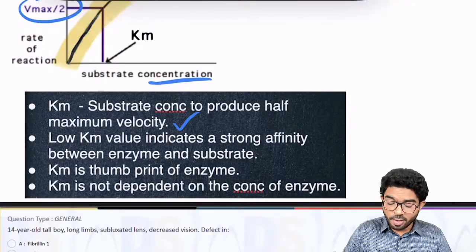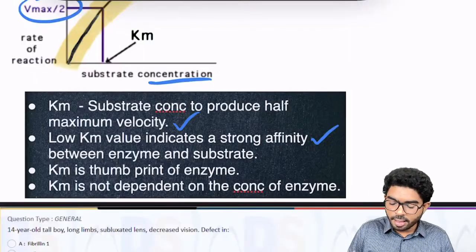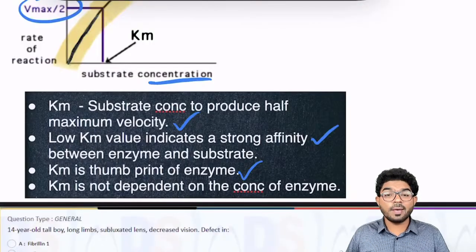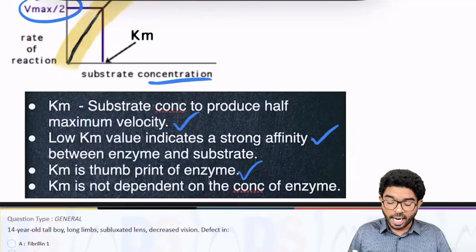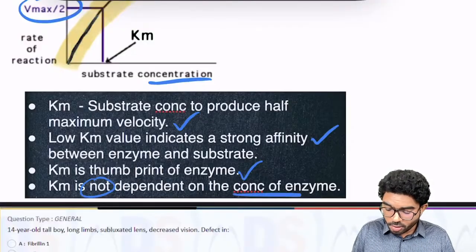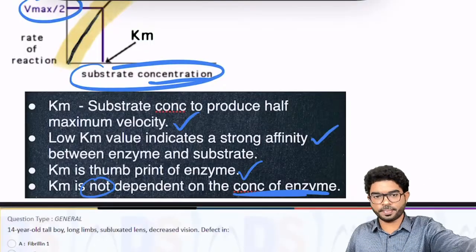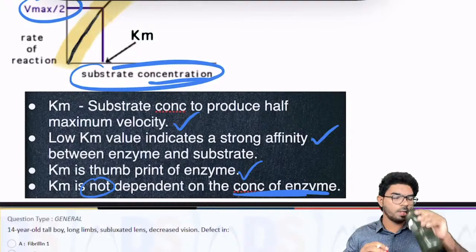Lower the Km value, more the affinity. The Km value of a particular enzyme is a unique thing that is almost equal to a thumbprint. So it is basically called the thumbprint of an enzyme, and Km value does not depend upon the concentration of the enzyme. It depends upon the concentration of the substrate.